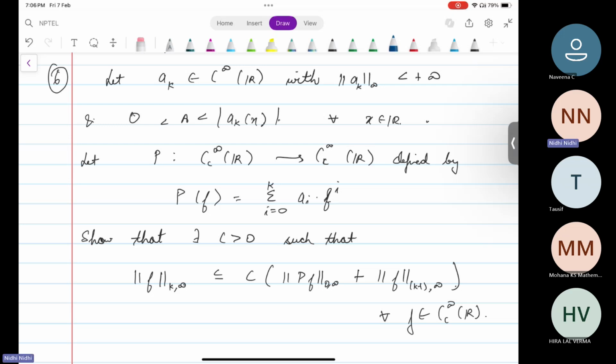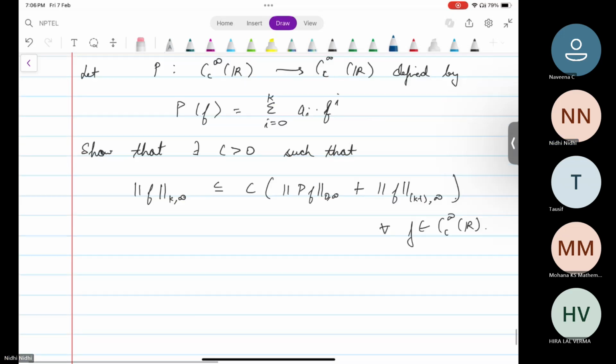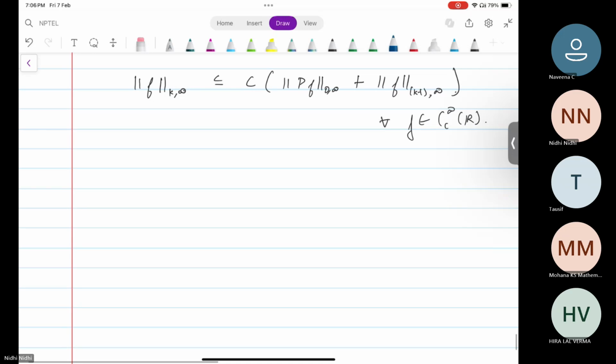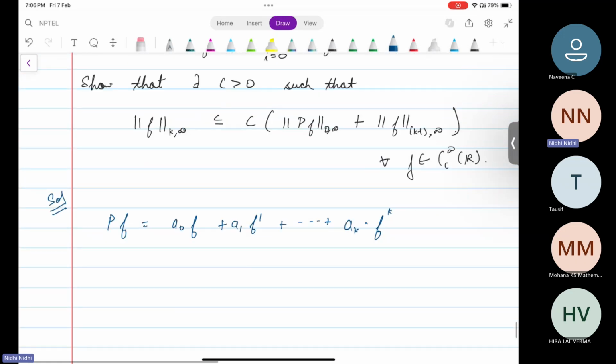Okay, so I'll explain. Solution. We have Pf equal to a_0 f plus a_1 f' and so on up to a_k times the kth derivative of f, till k.